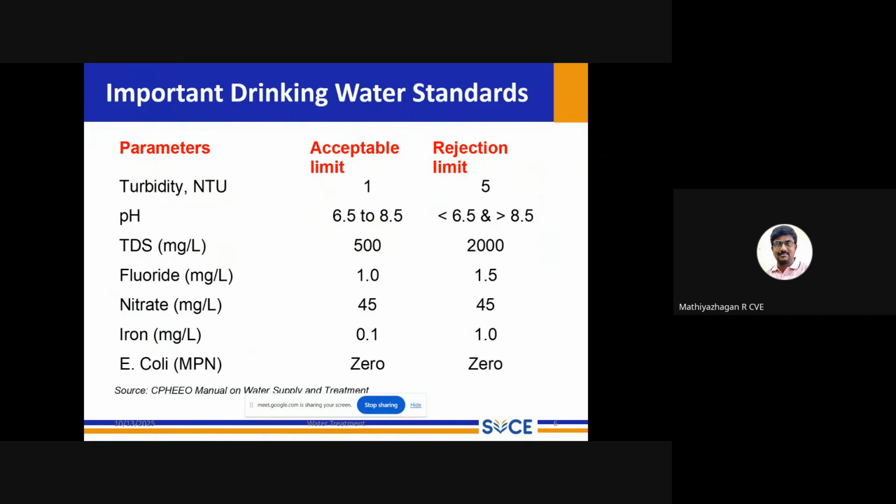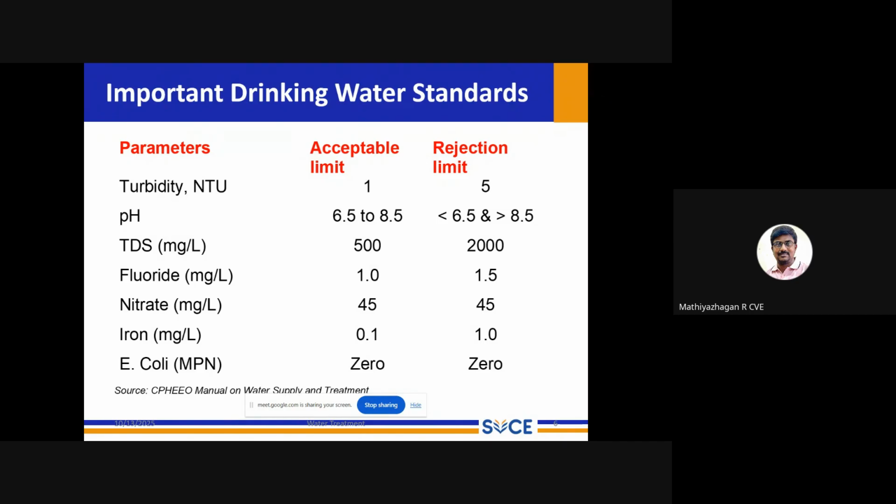Here I have given some important drinking water standards, like turbidity. The acceptable limit is 1 NTU. It should not be greater than 5. We can use up to 5 if no other water is available. Yes, we go up to 5 NTU, nephelometric turbidity units. And pH should be from 6.5 to 8.5. There is no lesser value or higher than 8.5. It should be within 6.5 and 8.5.